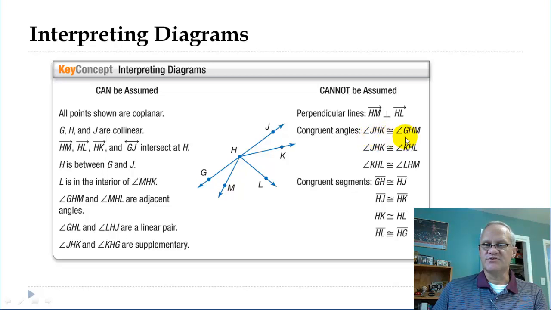You can't assume that JHK and GHM are equal. Again, these look like they might be the same, but you can't assume unless they put little arcs in there or tell you the degrees. And really pretty much the same thing with everything else. Any combination of angles or segments, you cannot assume that they're equal to each other unless they tell you one way or another. Okay, I won't go through all of those.